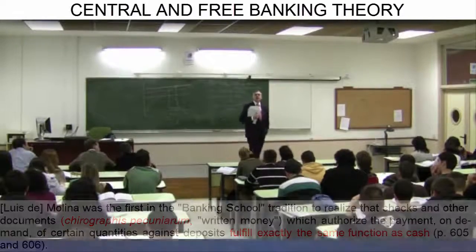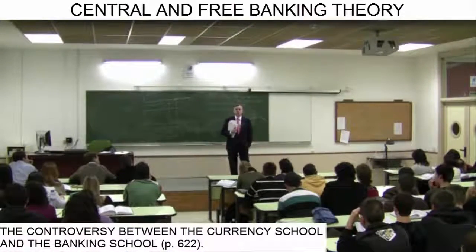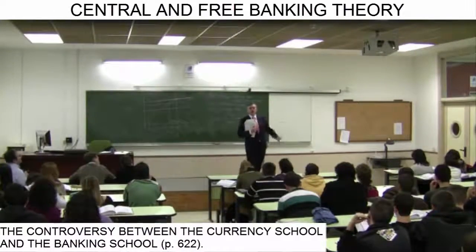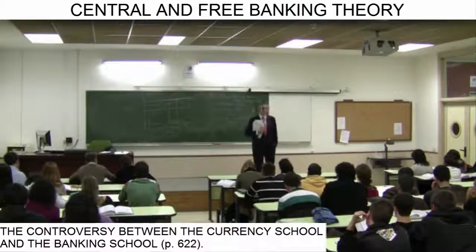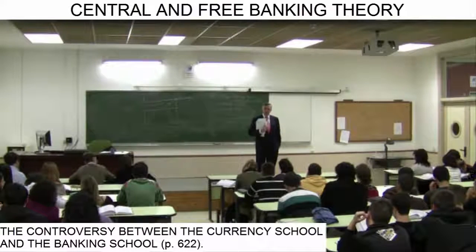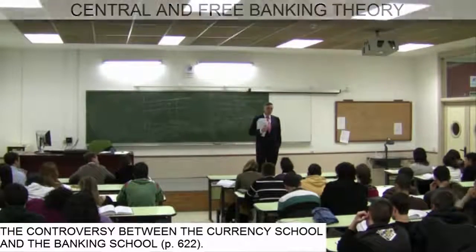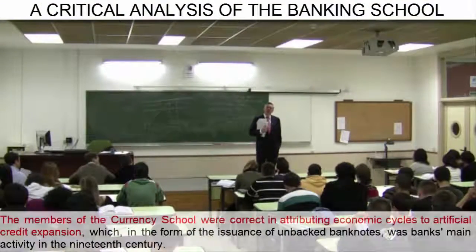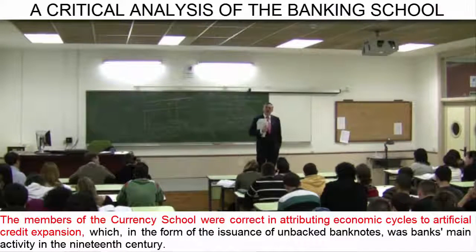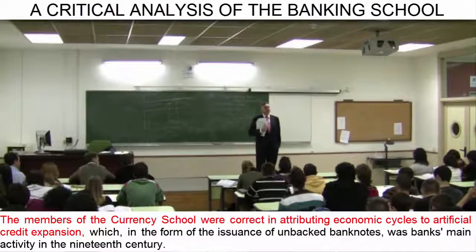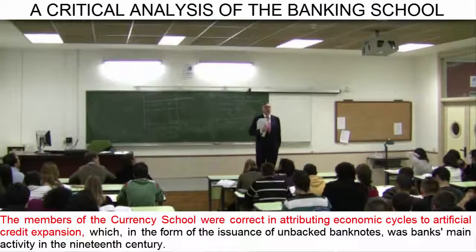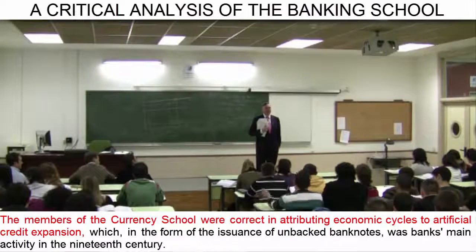books. I say it was unfortunate because when the debate broke out in England between the banking school and the currency school at the beginning of the 19th century, with the arrival of the Industrial Revolution following the Napoleonic Wars, currency school theorists were correct in their analysis, in which they attributed financial crises to fractional reserve banking. At the time, banks' main business activity was the issuance of unbacked paper currency.